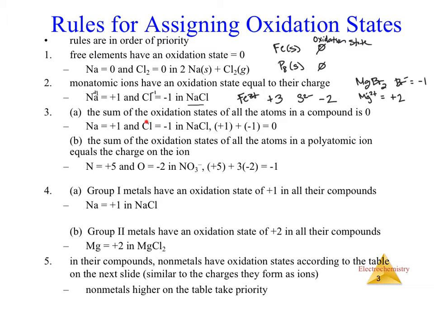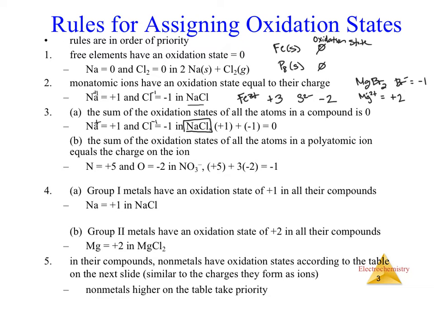Rule 3. The sum of the oxidation states of all of the atoms in a compound is 0. So in sodium chloride, we've got a +1 and a -1, and that adds to 0. And that's exactly why we form ionic compounds the way that we do. Remember in Chem 60 when we learned about this, sodium is a +1 ion, chloride is a -1, so we need to make an overall charge neutral compound, therefore we have a 1-to-1 ratio of cation to anion.